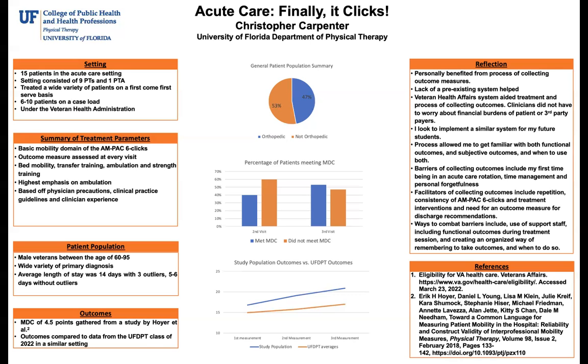During every treatment session, an outcome measure was collected, and there was not really an existing system in place for collecting outcomes, so I had the freedom to choose outcomes as I saw fit. I chose to collect the 6 Clicks on every patient. This was just based off the ease of deliverance and literature defending the use of this measure when making discharge recommendations.